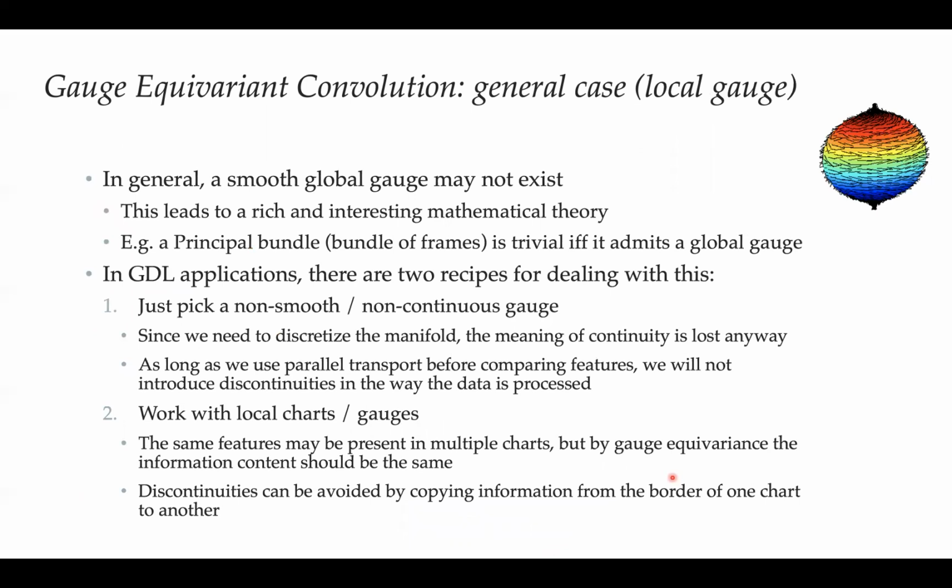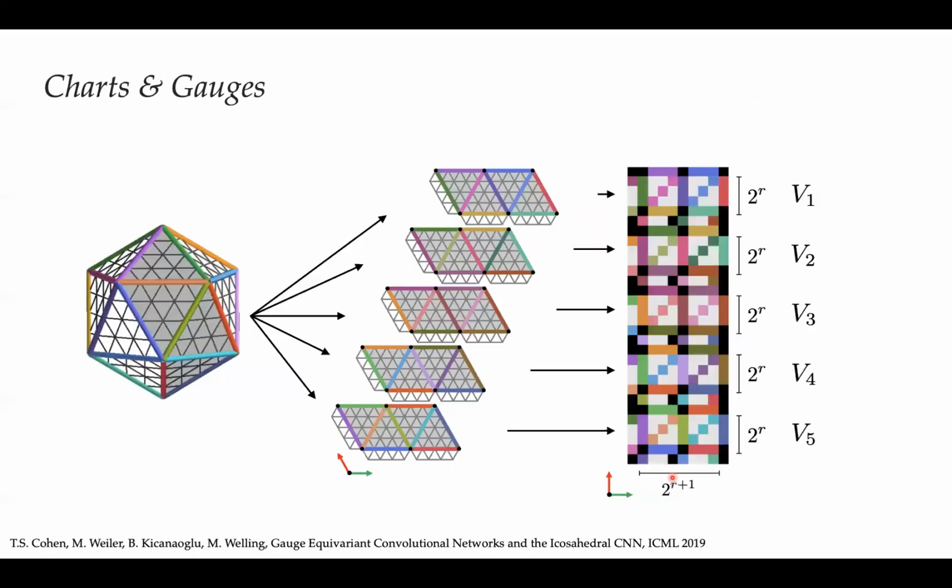So in the interest of time, I'm going to skip this, but if you want to do things the right way, you need to work with multiple local gauges. And the gauge equivariance actually makes sure that for points that lie in the intersection of two gauges or two charts, you're going to be essentially computing the same thing, just represented differently.